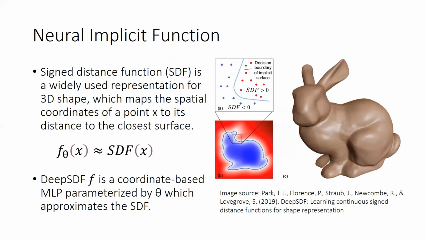So the method we use is called DeepSDF. It's actually a neural implicit function used for the signed distance function. So the basic idea is also very simple. The SDF defines the distance from a given point to the closest surface. So DeepSDF uses a neural network to approximate such a function.